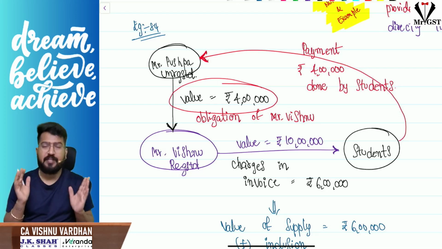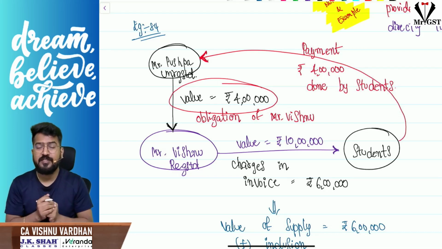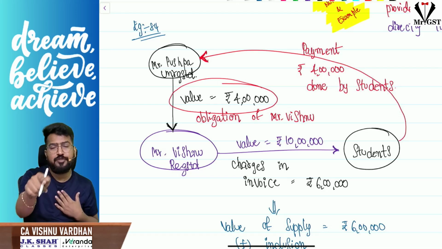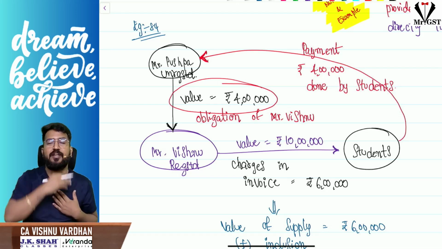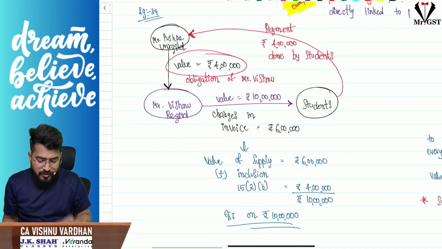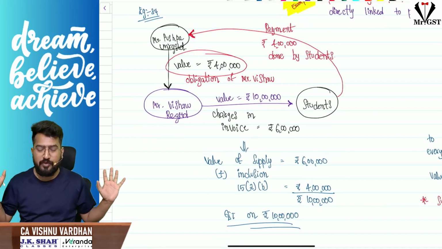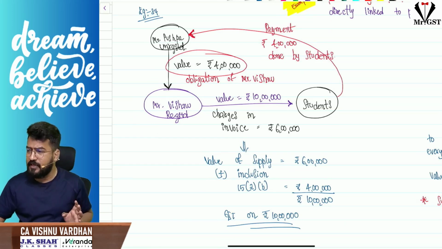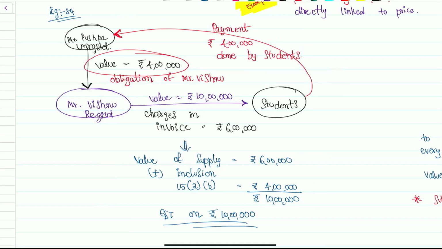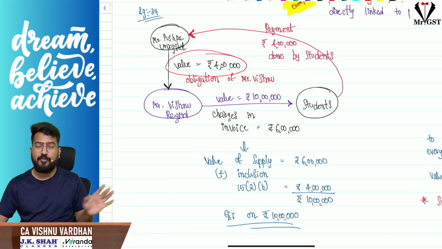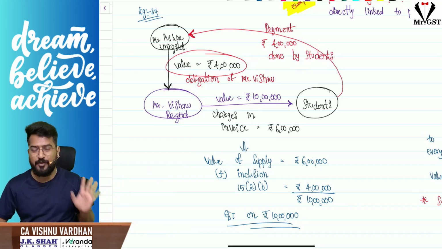I said, okay, fine. But the law says that 4 lakhs is an obligation of Vishnu and was discharged by the students. That should also be added to the value of supply. So it will be a total of 10 lakhs on which I should charge GST. Just go through this example. I repeat, if an obligation of the supplier is discharged by the recipient, then it will be added to the value of supply. That means you should not try to cheat the government by playing these tricks.